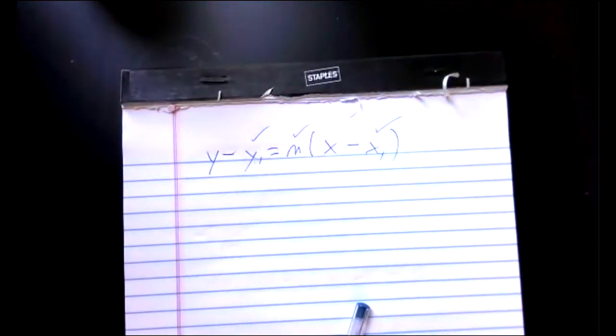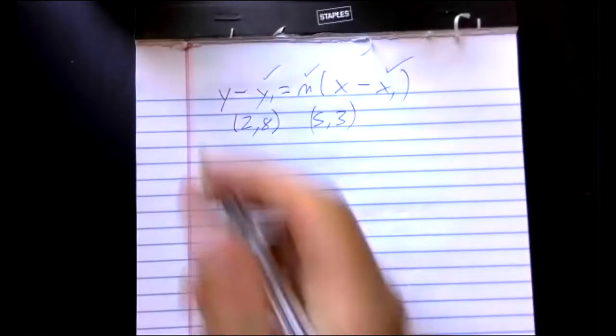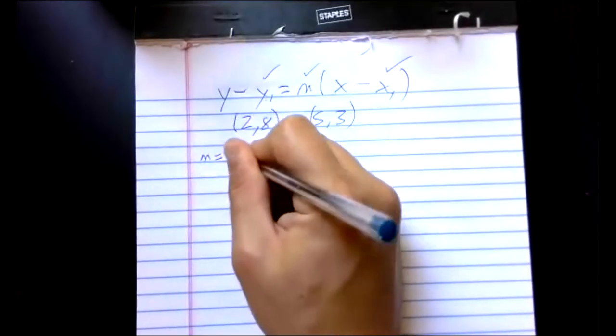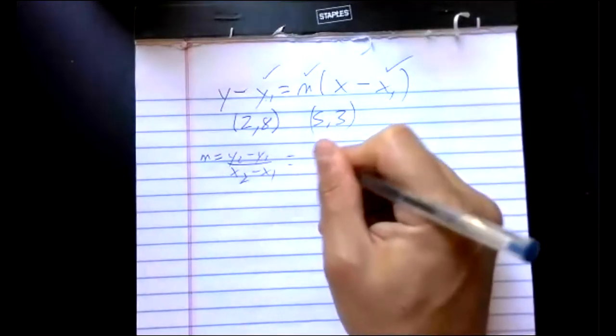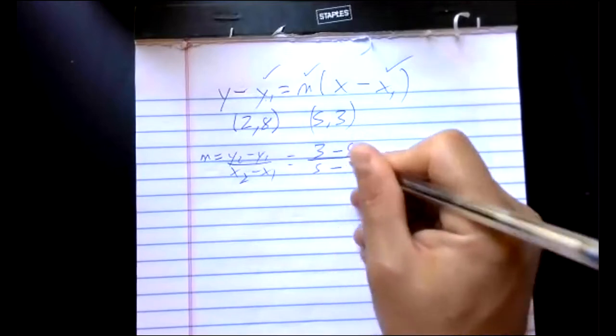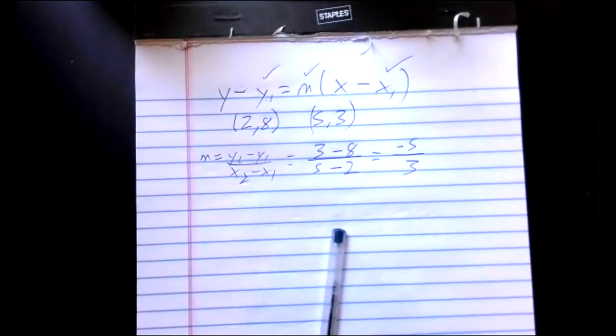Let's look at this problem. We have the points 2, 8 and 5, 3. They want us to find the slope and then write the point-slope form of the problem. So just like we did before, find the slope. y2 minus y1 over x2 minus x1. 3 minus 8 over 5 minus 2. Negative 5 over 3. Let's check that.